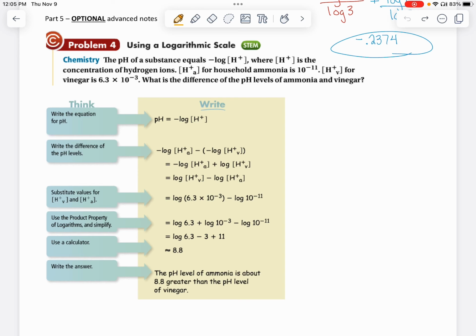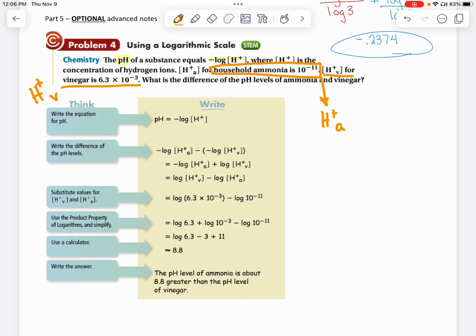So in chemistry, we have the pH balance, and we've seen this before. It's negative log of H plus, and that describes the pH balance. H plus is the concentration of hydrogen ions. For a household ammonia, now they're actually giving us one, it is 10 to the negative 11th. That is the concentration of H plus for ammonia. Now then we have vinegar. Vinegar has an H plus of 6.3 times 10 to the negative third. That's for vinegar. What's the difference?